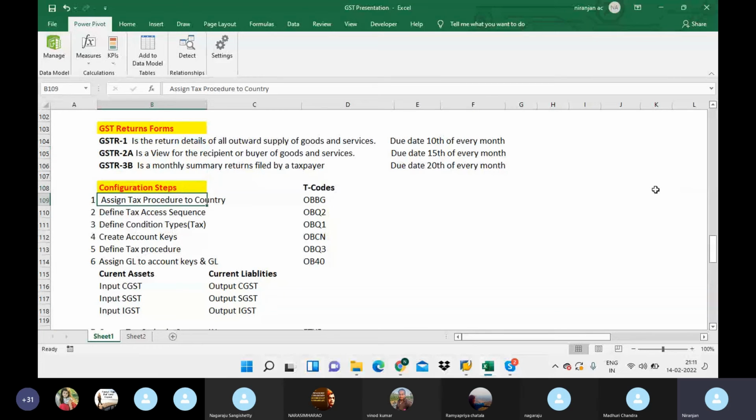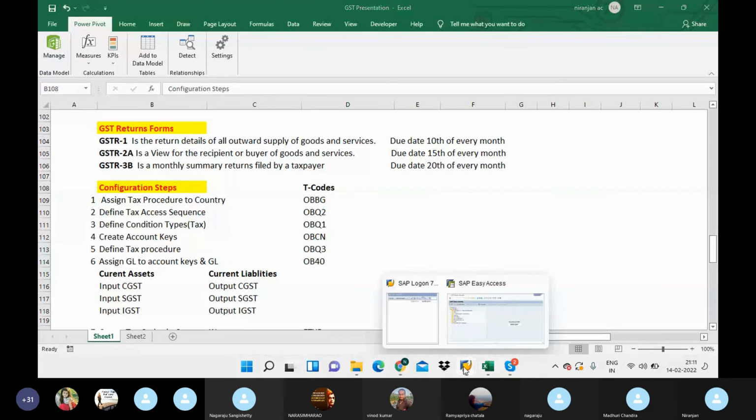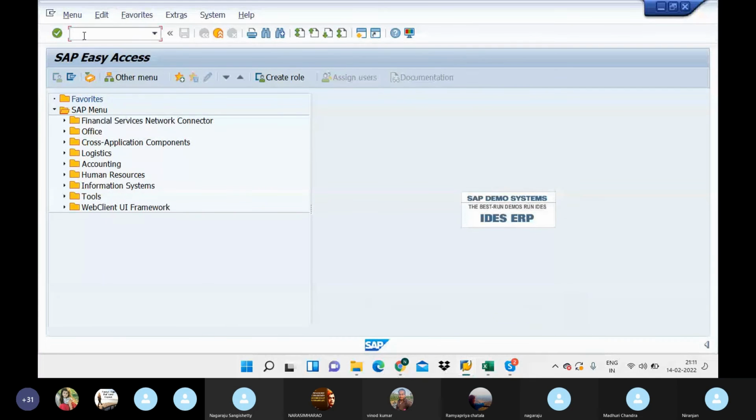And coming to GST configuration steps. The first step is to assign the tax procedure to the country. The T-code is OBBG.